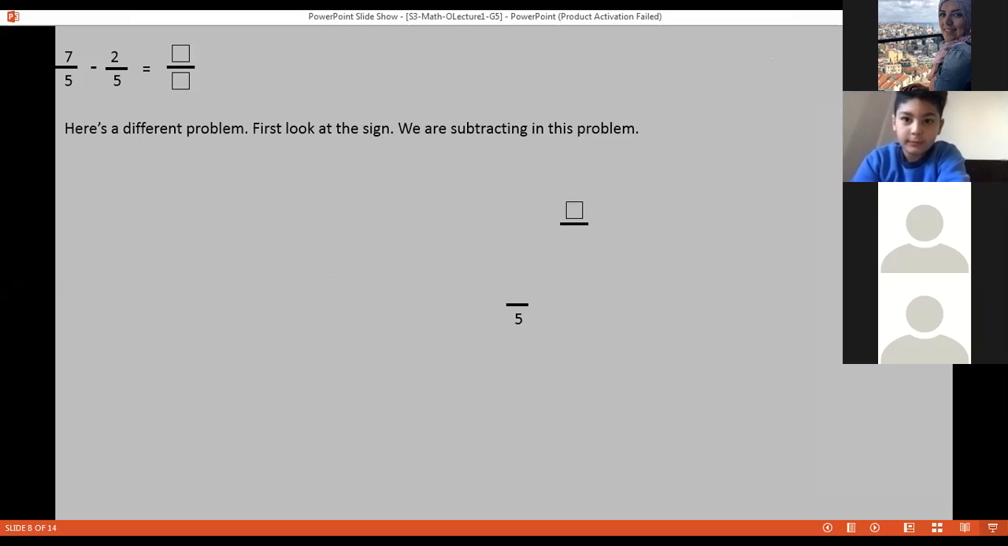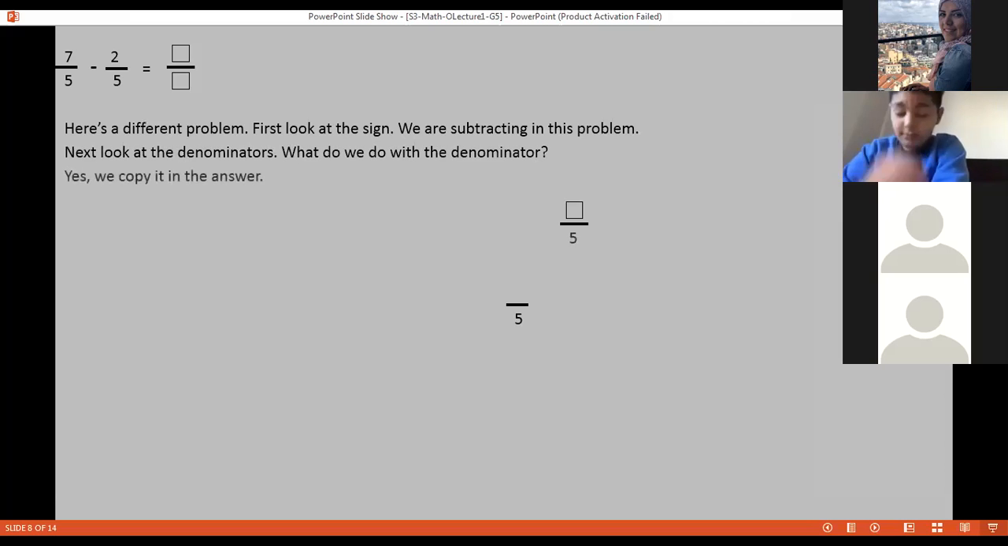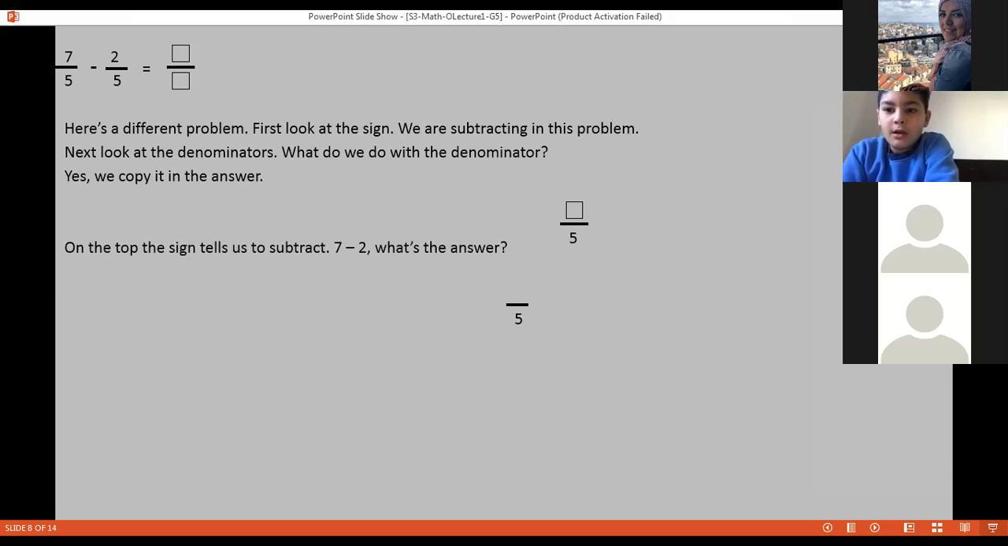Look at these two, 7/5 minus 2/5. What's the denominator? 5. What do we do with the denominator? We keep it as it is. We put it as it is. So we put the fraction over 5. Now, what's 7 minus 2? 5. And now we put 5 on the top, so we got 5 over 5.